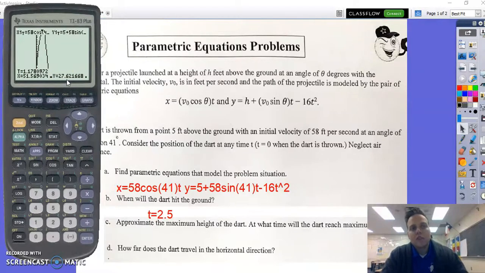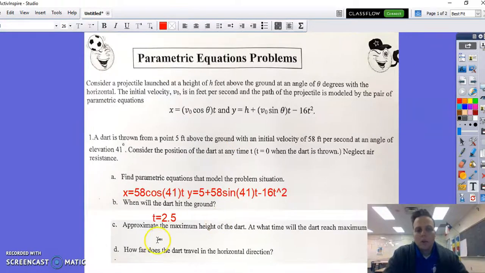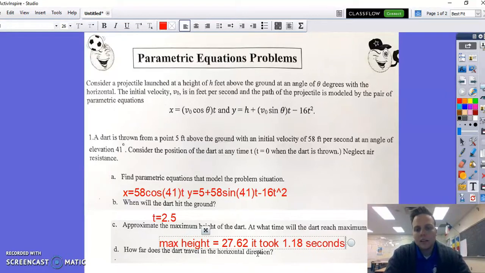Oh, I was off just a little bit, because I said that was the highest point, but it was 27.39. And then I went to the left one more, it's 27.62. So I'm going to go left one more time to make sure I'm at the highest point, 27.3, so I went down. So 27.62 is the highest the dart went. So the maximum height is 27.62, and the time it took to get there is about 1.18 seconds. So max height equaled 27.62. It took 1.18 seconds.